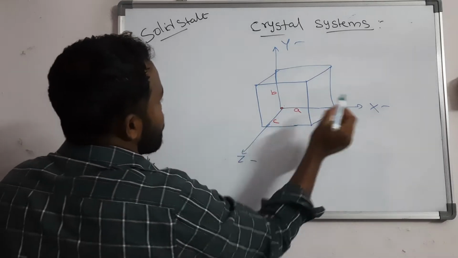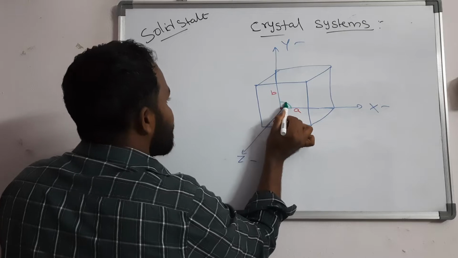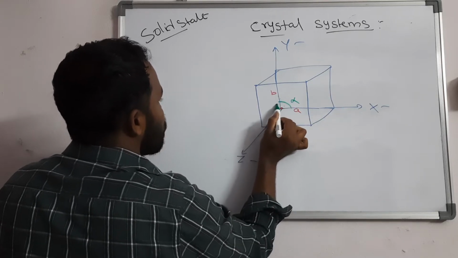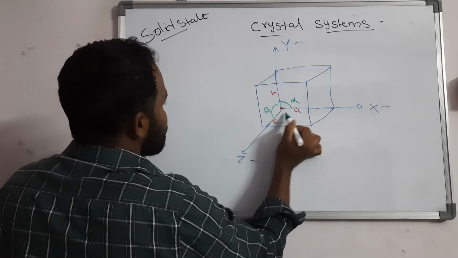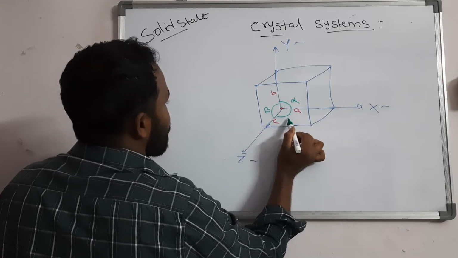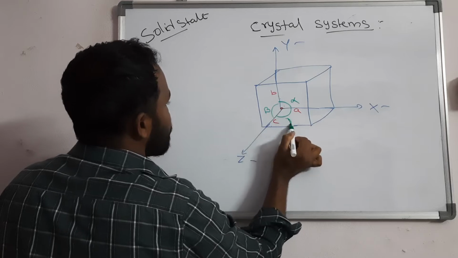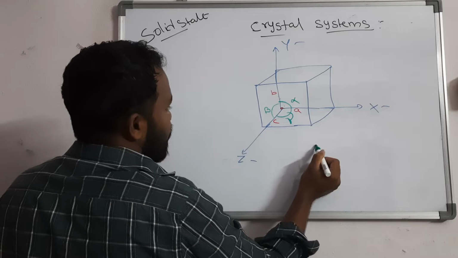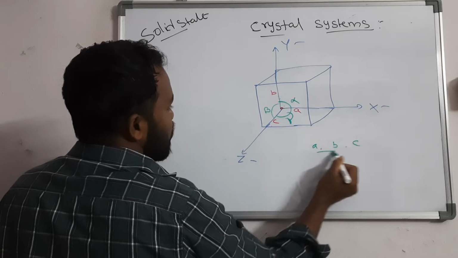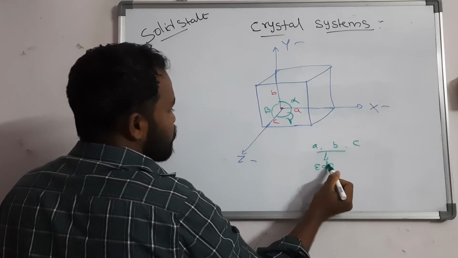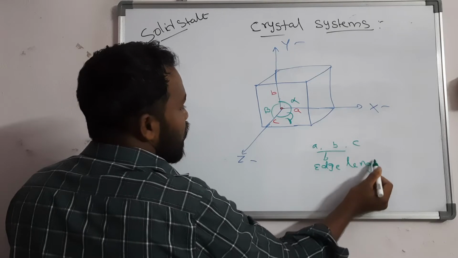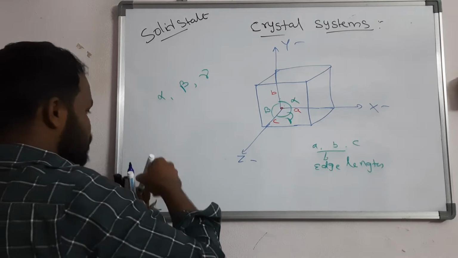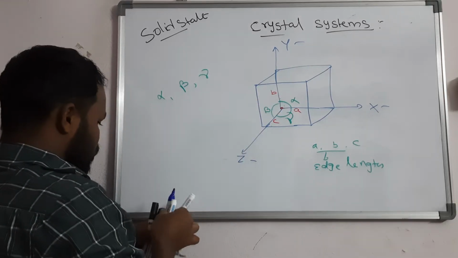Next, if I talk about the angles: the angle between x and y I take as alpha, between y and z as beta, and between z and x as gamma. These are the angles. So A, B, C are called edge lengths, and alpha, beta, gamma are called the angles. This is the general introduction.